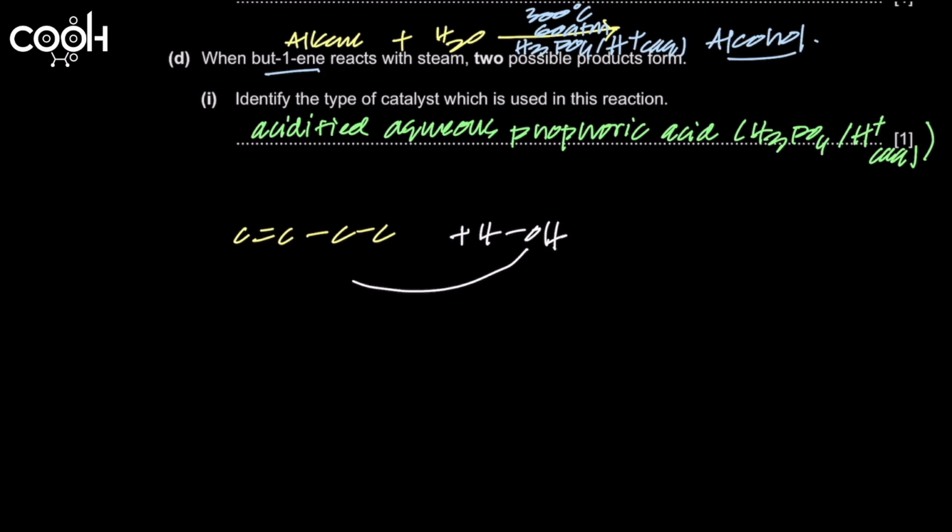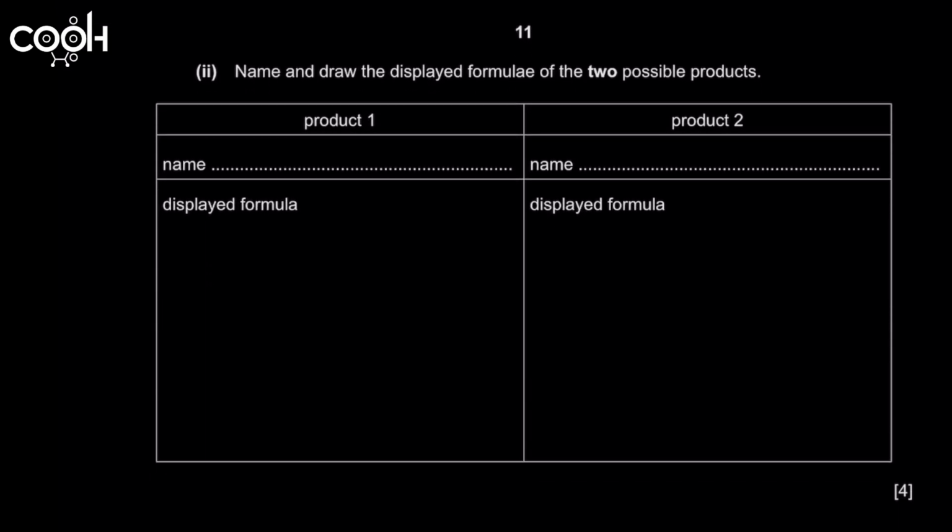place. Either the OH would bond on the second carbon or the OH would bond on the first carbon. If the OH bonds on the first carbon, it will make butan-1-ol. And if the OH bonds on the second carbon, it will make butan-2-ol. So these are the two possible products. The first one is butan-1-ol, and the second possibility is butan-2-ol.